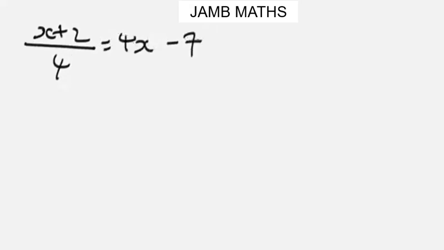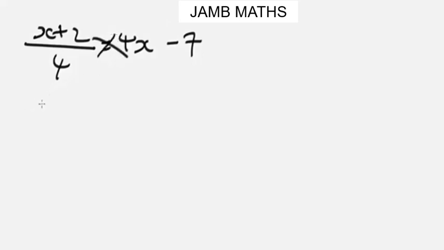Let's say we are given x plus 2 over 4 equals 4x minus 7. Now, you can choose to do it over 1, or you can leave it like this, how the equation came. Alright, now when you see something like this, there are two ways you can solve this. The first way is to do cross multiplication.